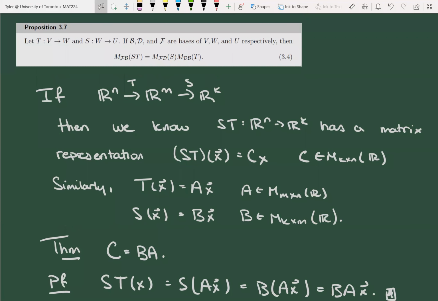So now look again at the proposition at the top of the screen. This is saying the same sort of thing. It's just got these weird funky bases hanging around everywhere. But all this says is that, hey, if I compute the matrix version of ST, then that's the matrix of S times the matrix of T, right? And that's more or less the exact same theorem. So that's what this is saying, and I don't want you to freak out about it. It's just saying, listen, this works the way you would expect it to work, right?